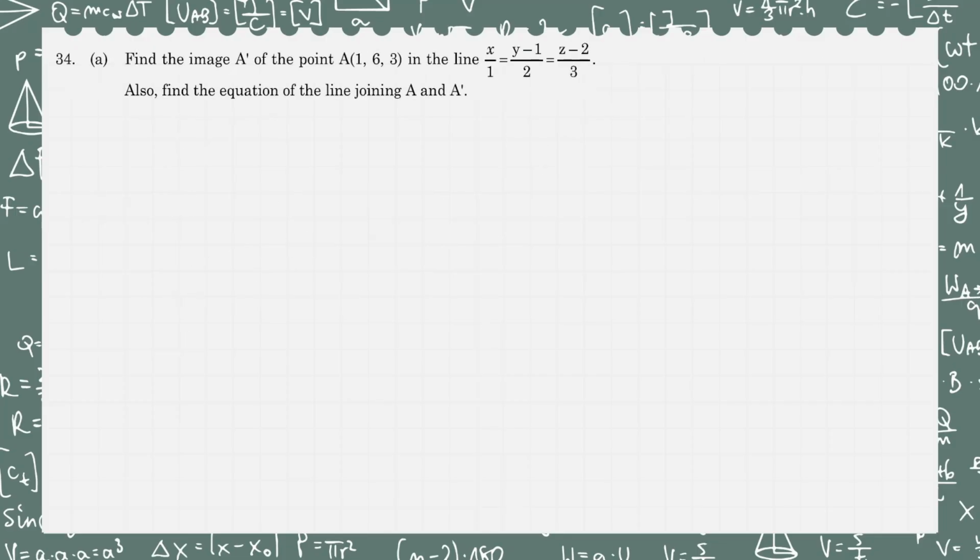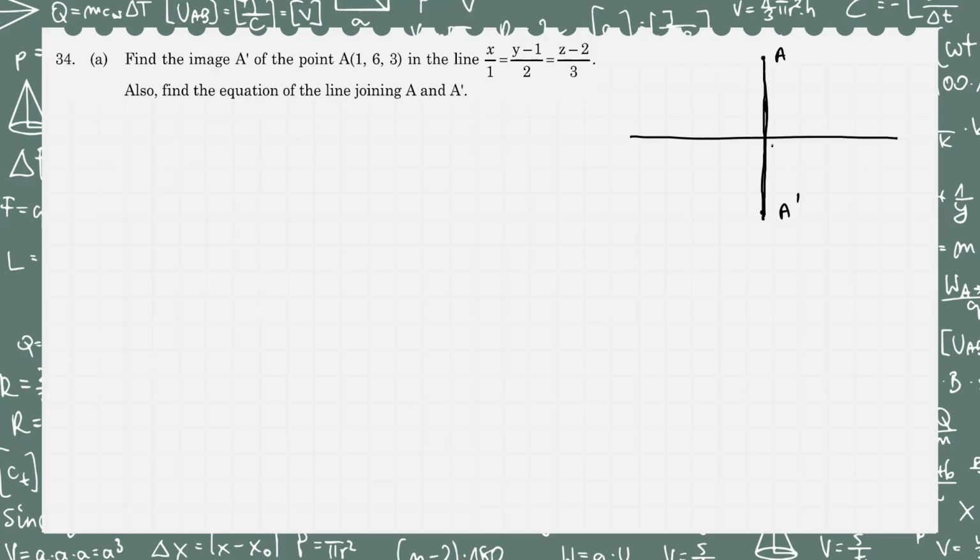Let's move on to the next sum. Find the image A' of the point A(1, 6, 3) in the line x/1 = (y - 1)/2 = (z - 2)/3. Also find the equation of the line joining A and A'. So when we draw the given scenario, this is the line and here is our point A and here is our point A'. We can connect A and A'.